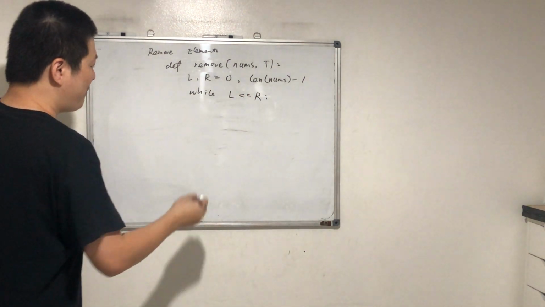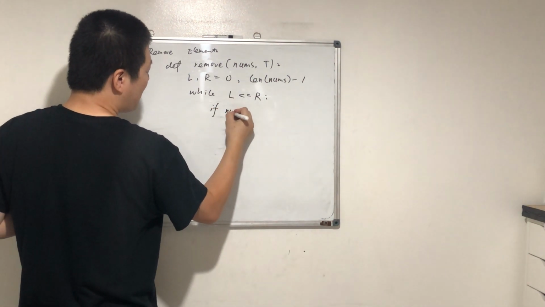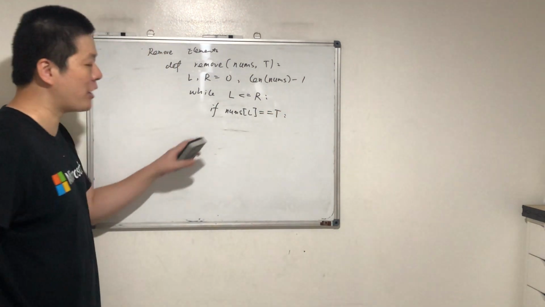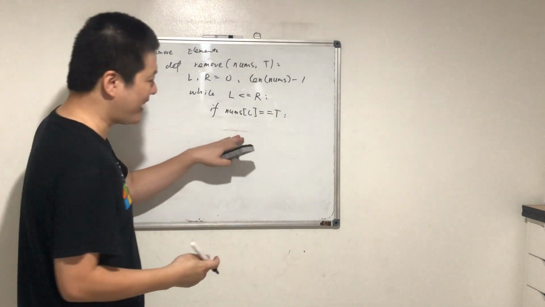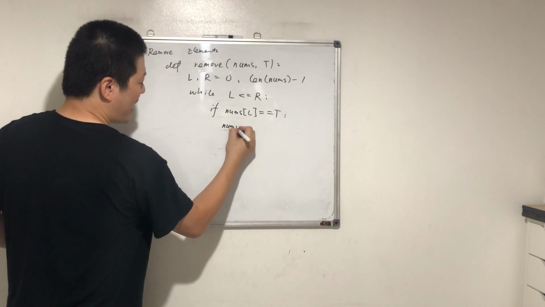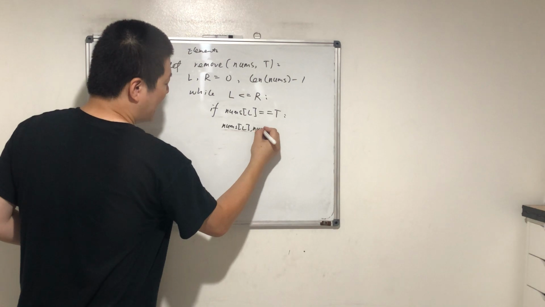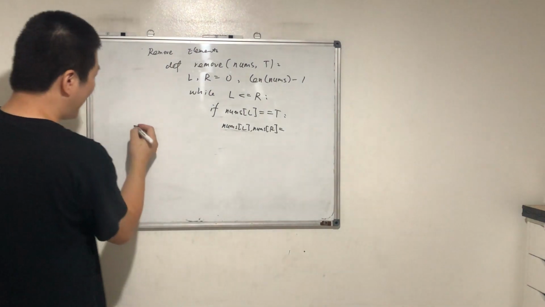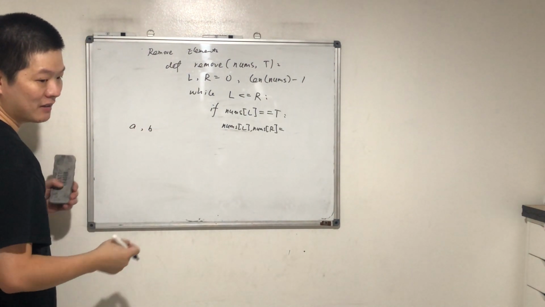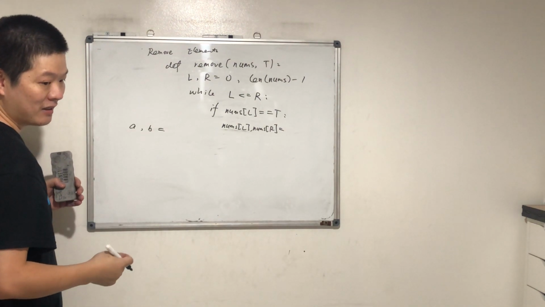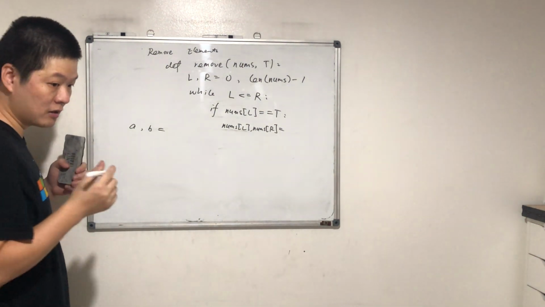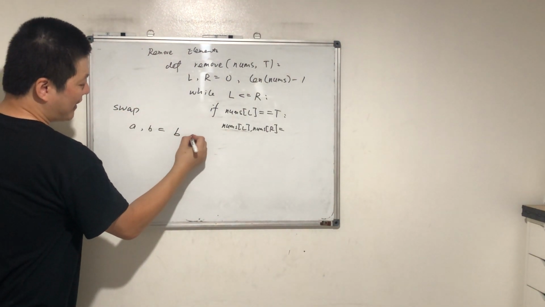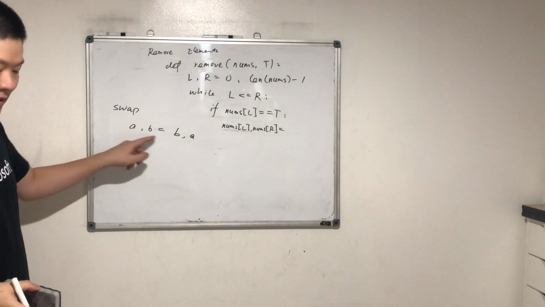Okay, what happens? If nums[L] equals target, now we are swapping, right? So nums[L], nums[R] equals, we want to swap these two. How do we swap A and B? A, B equals what? How do we swap the values? nums[R], nums[L].